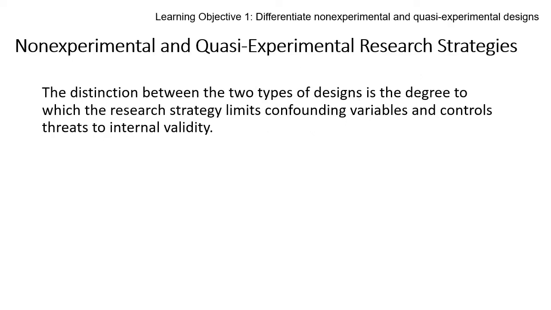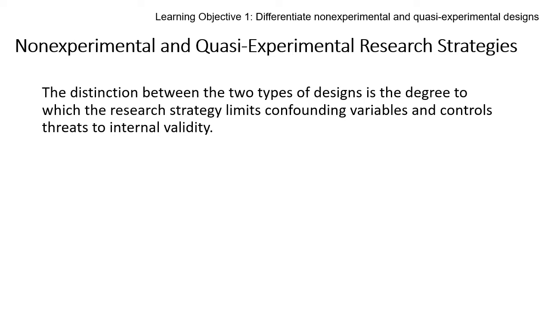Let's get right into that first learning objective. That first learning objective is to differentiate non-experimental and quasi-experimental designs. So the main distinction between these two types of designs basically comes down to the degree to which the research strategy limits confounding variables and controls threats to internal validity. What do I mean when I say that?